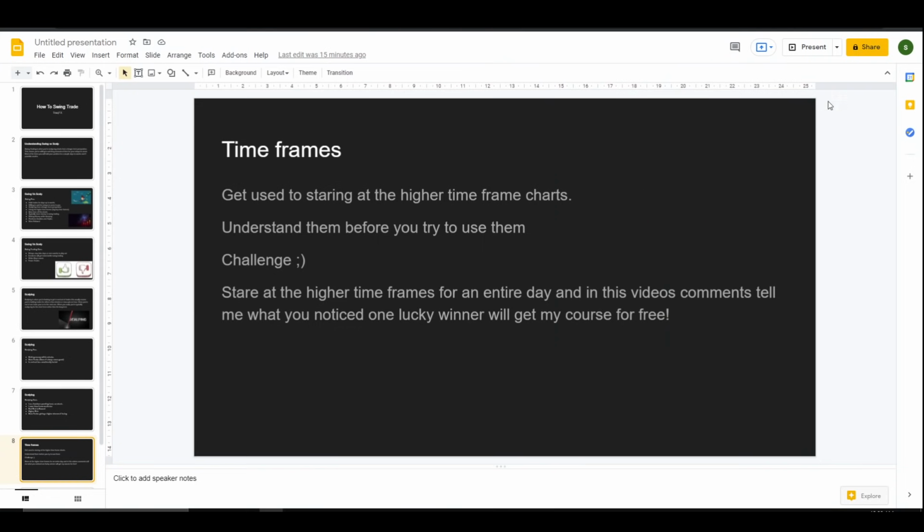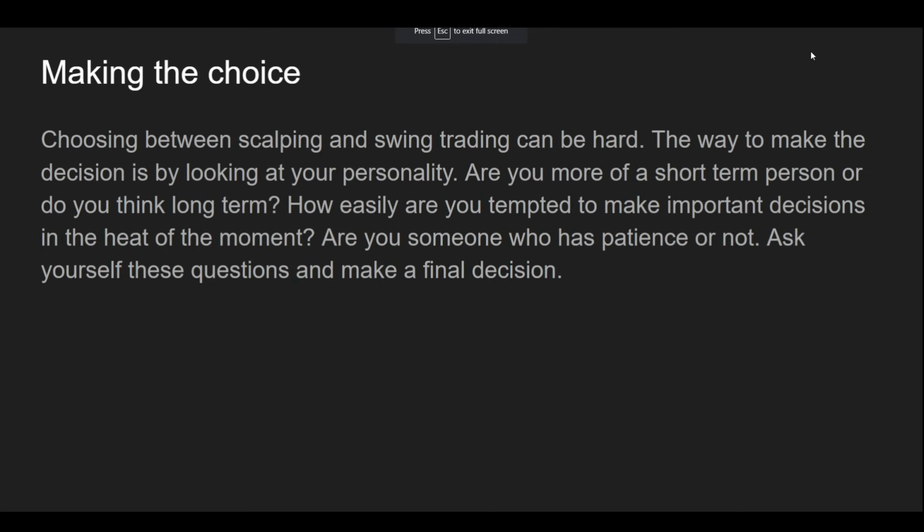Now, let's go over to the next one. Making the choice. Choosing between scalping and swing trading can be hard, right? The way to make the decision is by looking at your personality. Are you more of a short-term person or do you think long-term? For me, my example is I'm more of a long-term person.